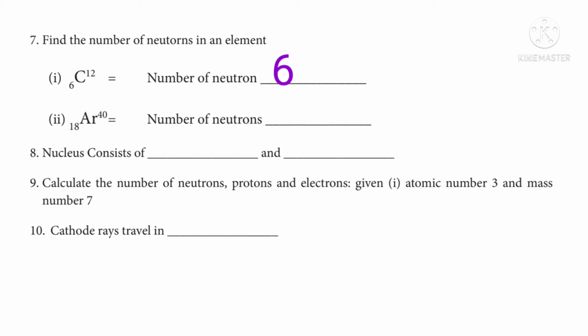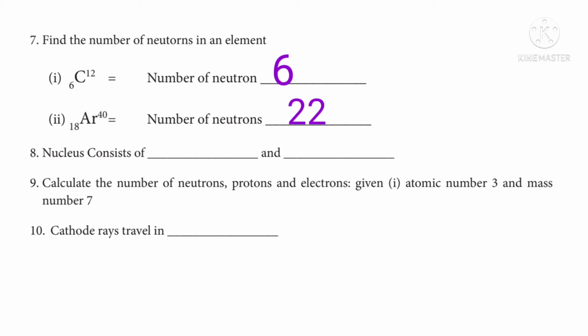Argon 18, 40. We have to find number of neutrons. Number of neutrons is equal to mass number minus atomic number. Here mass number 40 and atomic number is 18. So 40 minus 18, answer 22.